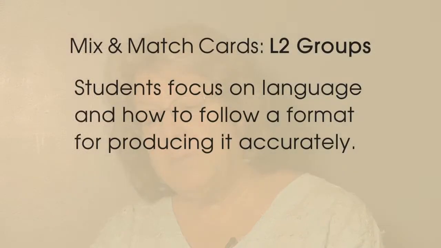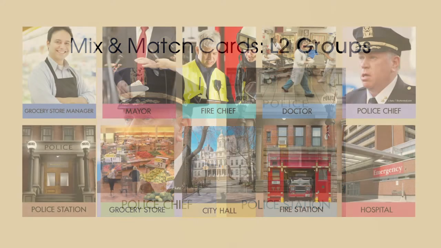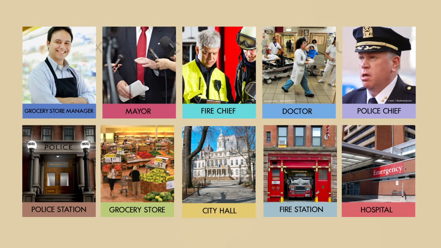In second language groups, mix and match is a way to help students focus on the language of the content curriculum and how to follow a format for producing it accurately. In its simplest form, the match would still be the person with the place, the police chief works at the police station, etc. And just as in the integrated group example, once students have found their initial match, they could line up as a circle and rotate the cards so that new pairs would be found. But the difference this time, instead of just saying the fire chief is at the city hall, the mayor is at the grocery store, you could use this as an opportunity to work on tense structure.